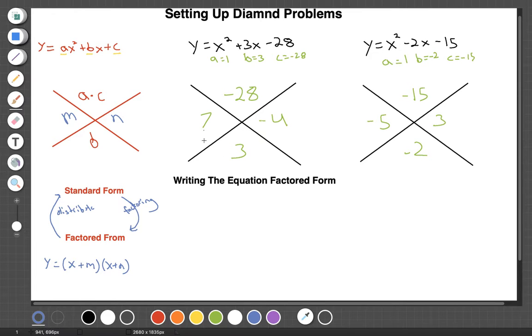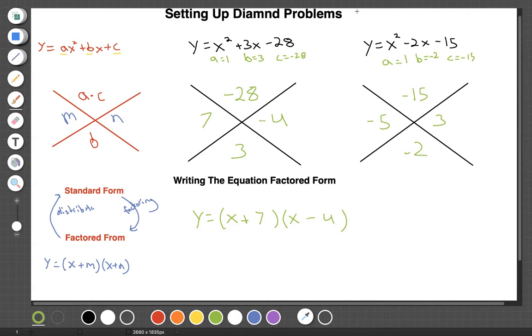So let's go ahead and just apply this to what this actually looks like. So we're simply going to say, okay, y equals, I know it's going to be something like this because this is what my factored form looks like. There's an x here, there's an x here. It's going to be plus the first one of these numbers, 7, and then plus the second one, so plus -4, or just simply -4, which I'll write like that. So that's your factored form.